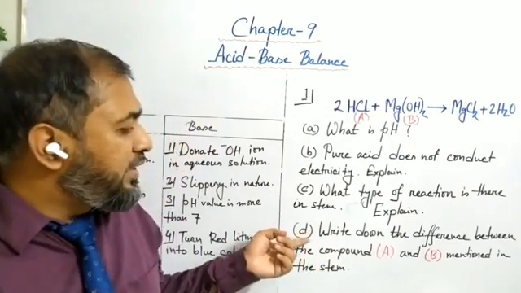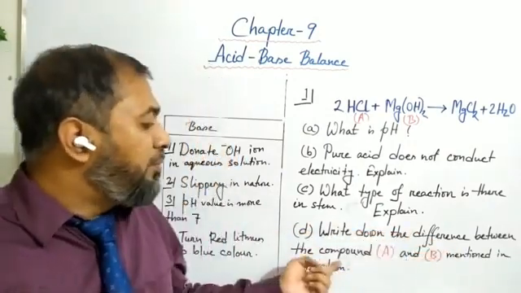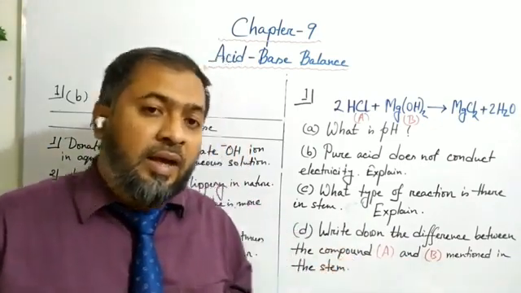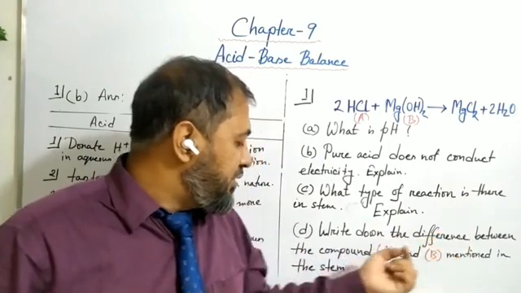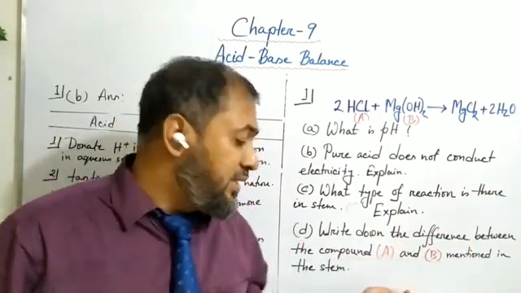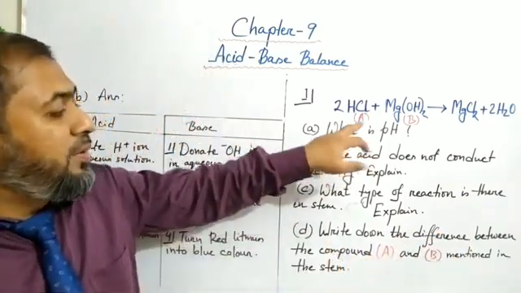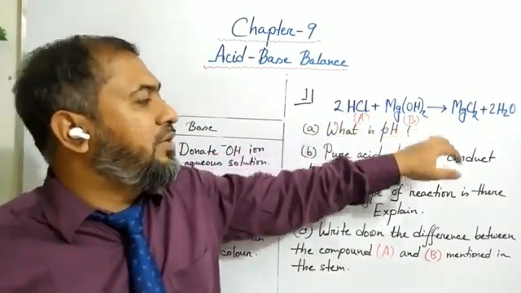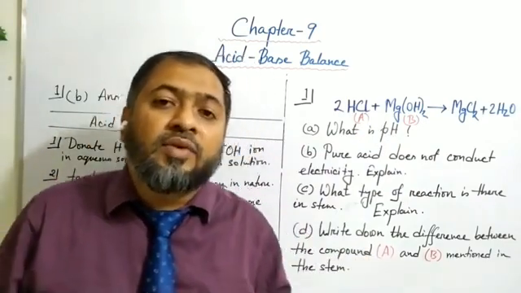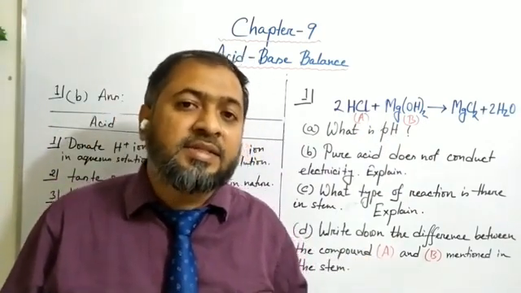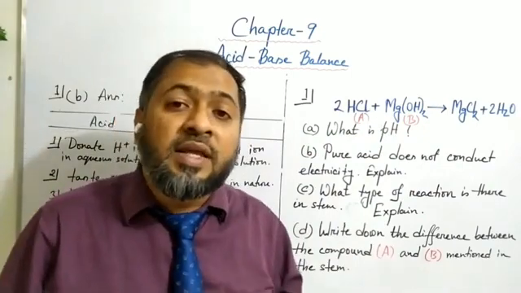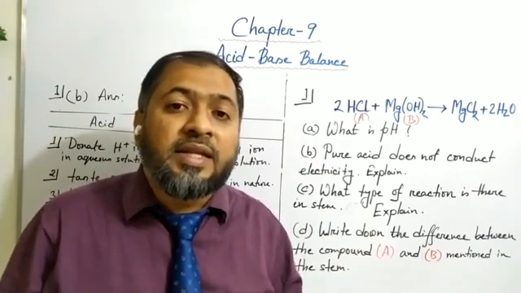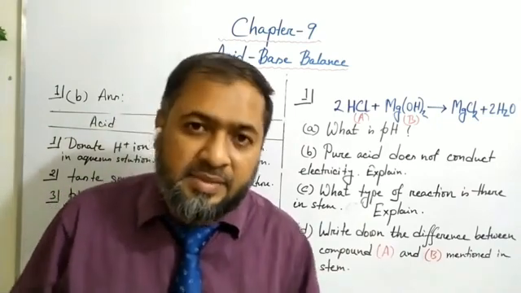Now, question D. Write down the difference between the compounds A and B mentioned in the stem. I repeat once again. So you can see compound A is hydrochloric acid and compound B is magnesium hydroxide. Actually, hydrochloric acid represents the acids and magnesium hydroxide represents the bases. So the meaning of the question is: write down the difference between acid and base.